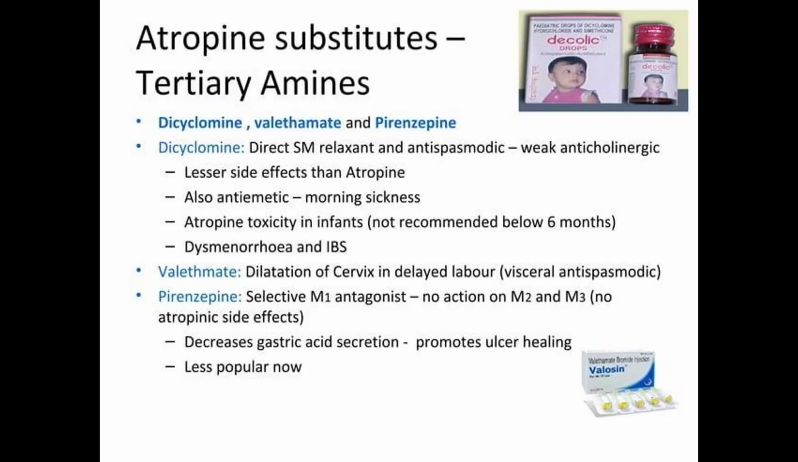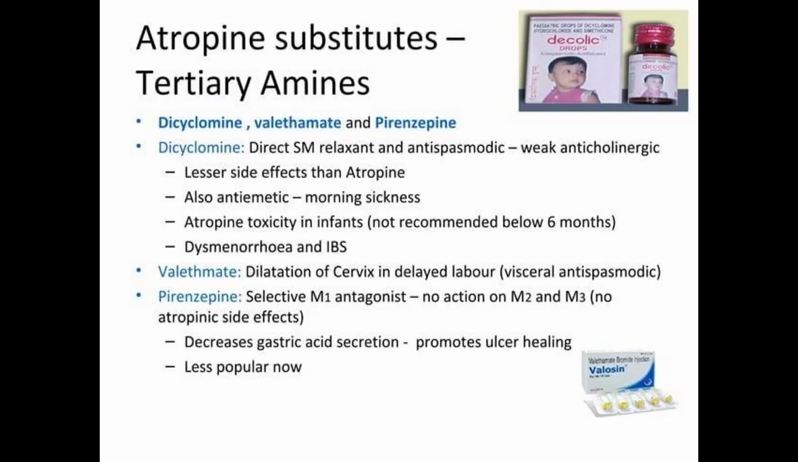Sometimes we go for triple therapy like clidinium bromide, dicyclomine, and chlordiazepoxide. That's a different topic as well, but I'm telling you that these are the combinations used. Then we have valethamate. Nowadays it's not available in the market, but it was used earlier for dilatation of the cervix in labor. It's a visceral antispasmodic. Then pirenzepine derivatives, a selective M1 antagonist, which has no action on M2 and M3 receptors and no atropinic side effects. It promotes ulcer healing.